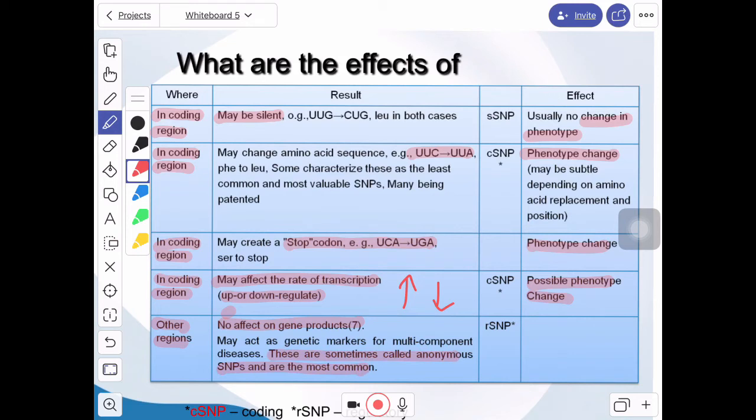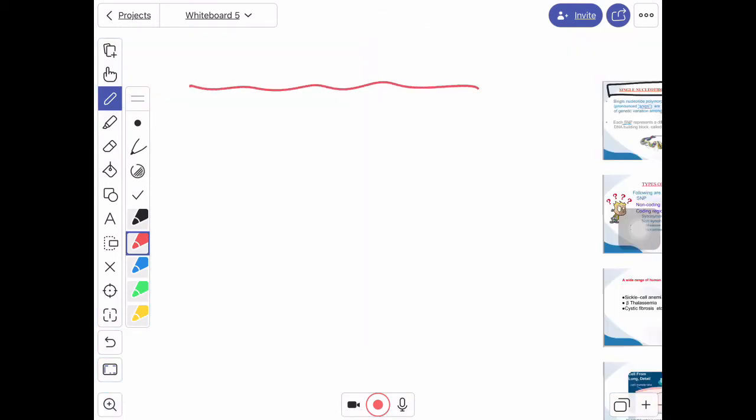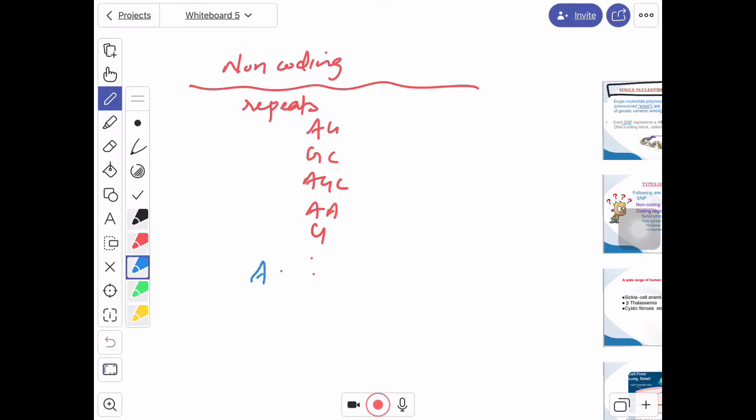And we have a lot of junk DNA, and if this junk DNA has some SNPs, that may not result in any phenotype change, but these junk DNA SNPs are also used for fingerprinting. Our non-coding region has many repeats, in the sense of repeats of AG, repeats of GC, repeats of AGC, repeats of A, sometimes repeats of G, likewise. And these repeats are normally seen in non-coding regions. Suppose we take a repeat of A in an individual 400 times.